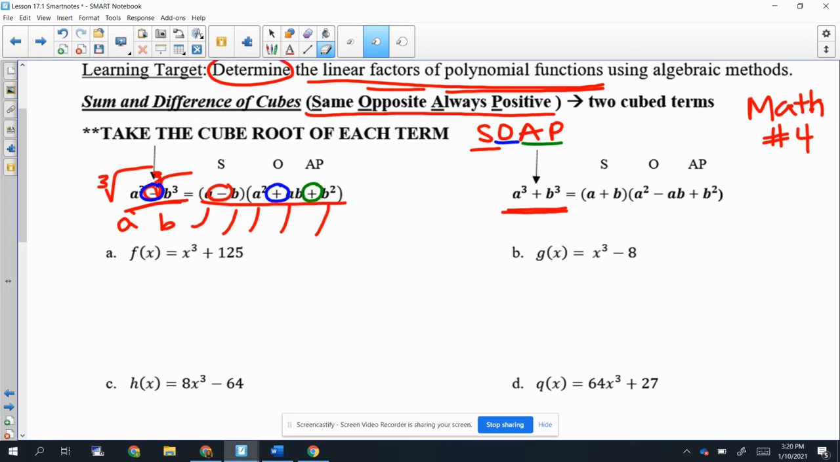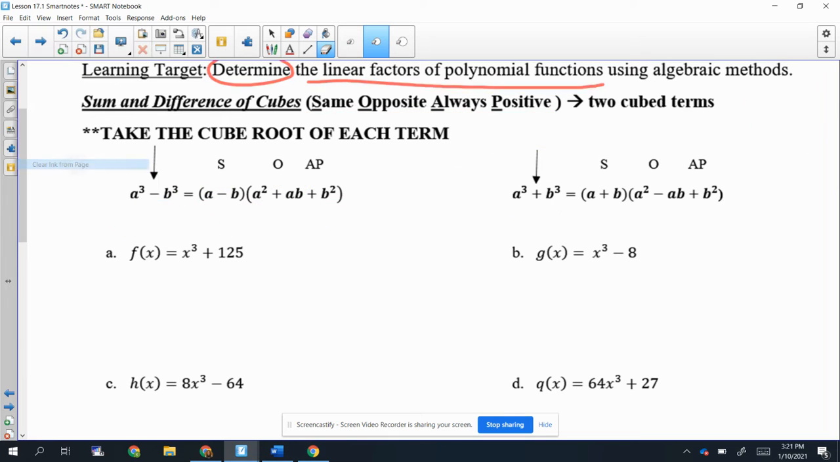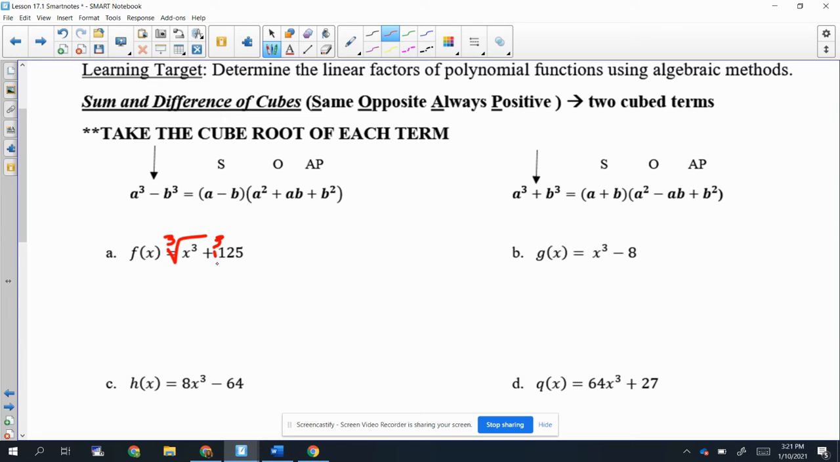All right, so now let me erase some of this stuff here, and let's go ahead and try one. Okay, so part A, we have x cubed plus 125. So this would be a sum of cubes because we can take the cube root of x cubed and we can take the cube root of 125. So I'm going to go ahead and start out by doing that. Take the cube root, take the cube root. And first of all, cube root of x cubed is x. And cube root of 125 is 5.